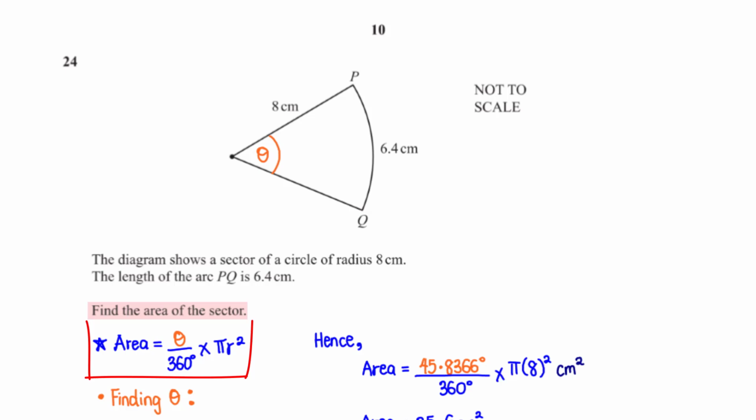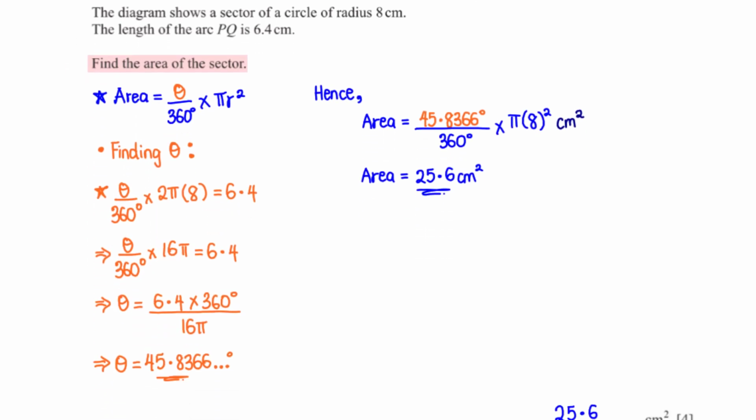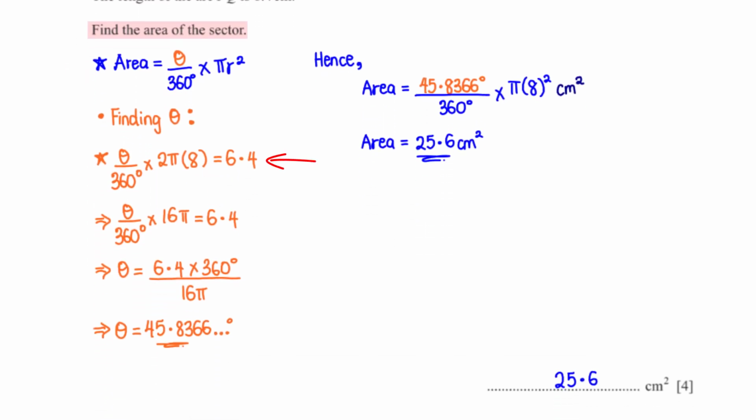We know the formula for finding the area of a sector. We've been given the radius of the circle as 8 centimeters. We don't know the value of theta, but since we've been given the arc length of the sector, we can easily find the value of theta. The arc length, which is 6.4, is equal to theta over 360 degrees times 2 pi times the radius, which is 8. 2 pi times 8 is 16 pi.